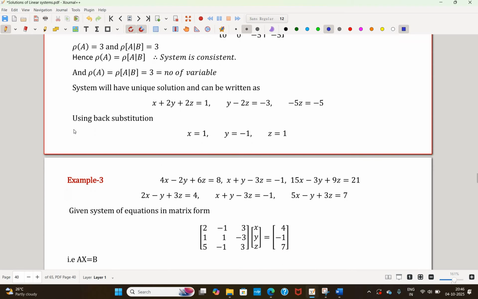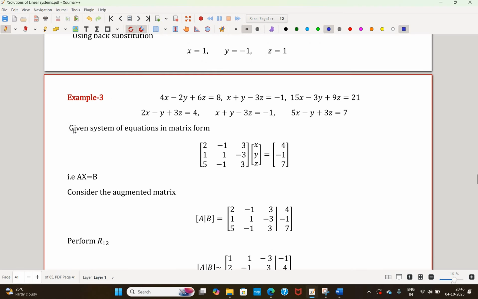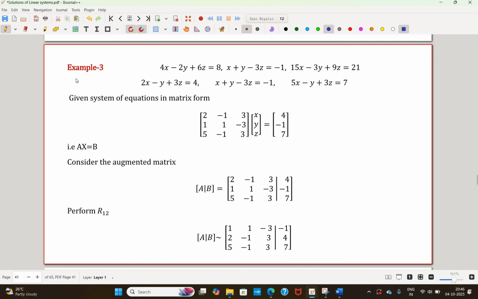I will proceed towards the next example, which is of different type. Now this is example 3. Let us check out what type of solution this system will have. Apparently, by just observing the system, we may not get whether it is having any type of solution or not. We need to arrive at the conclusion by using that flowchart, means by finding out rank of coefficient and augmented matrix.